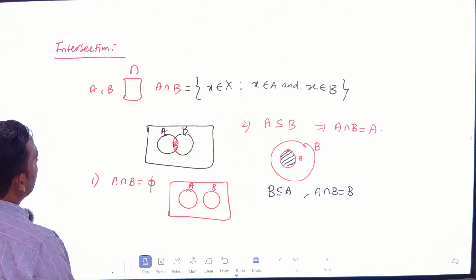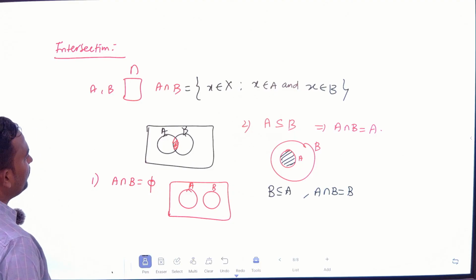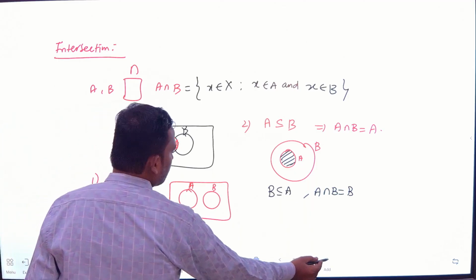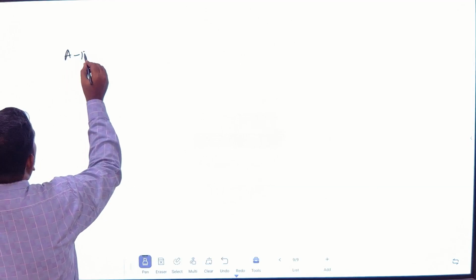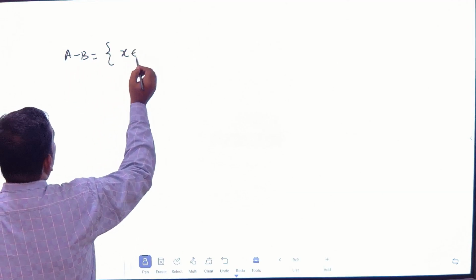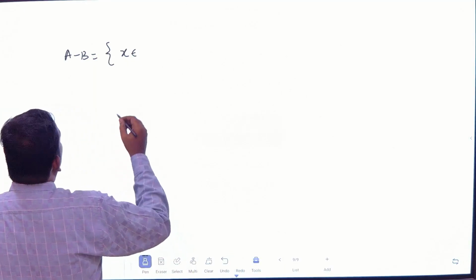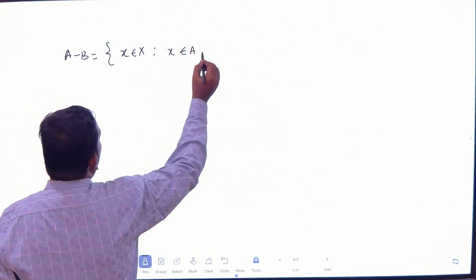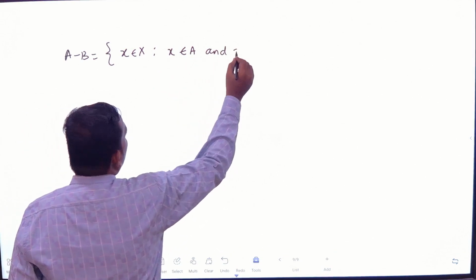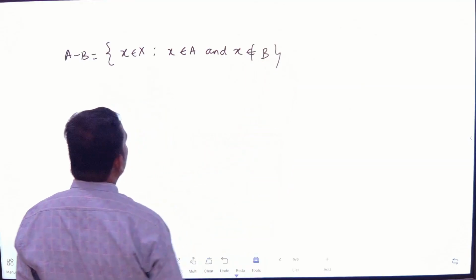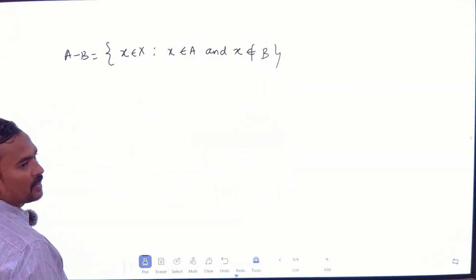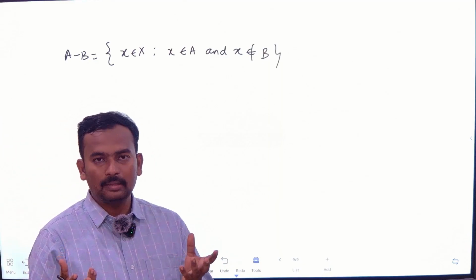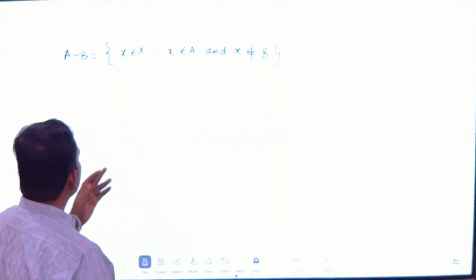So next, we can find the difference of the two sets. Let's take A minus B: the collection of all elements x such that x belongs to A and x does not belong to B. This is the meaning, right? That means you have two sets, A and B, and you collect all the common elements.